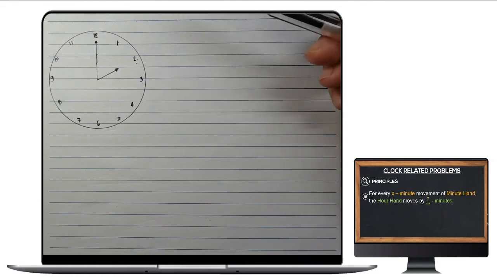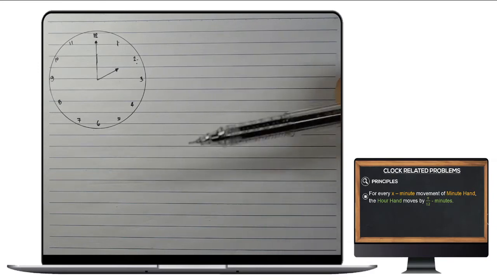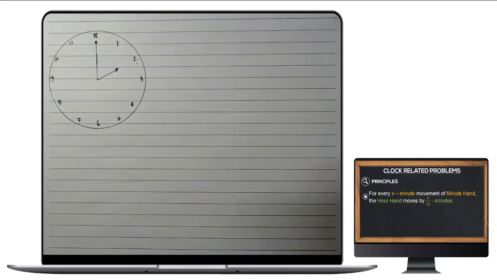So, ganon natin pwedeng tandaan yung first principle, which is one of the main principles of these clock-related problems. So, it is always important to note this, that for every x minute movement, so again, yung movement natin dito is in terms of minutes. So, the minute hand, the hour hand will move by x over 12 minutes. So, laging sabay yun. Sabay silang mag-move.